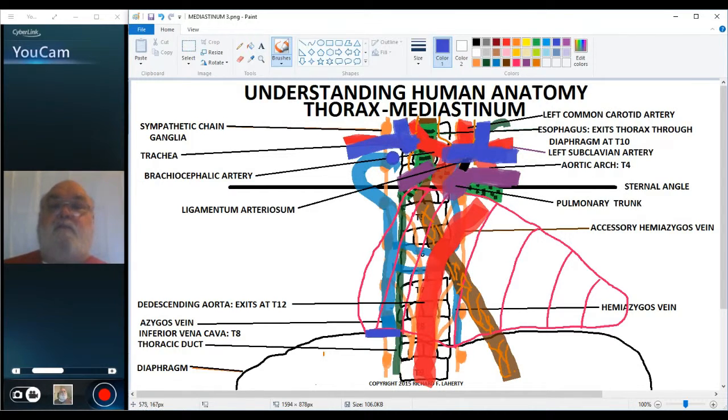You notice that there is a right and a left brachiocephalic vein, but only one brachiocephalic artery. The two brachiocephalic veins meet and join up, and where they do, we have the superior vena cava. And now that I have the superior vena cava drawn in, I'll complete the azygous by having it connect to the superior vena cava.